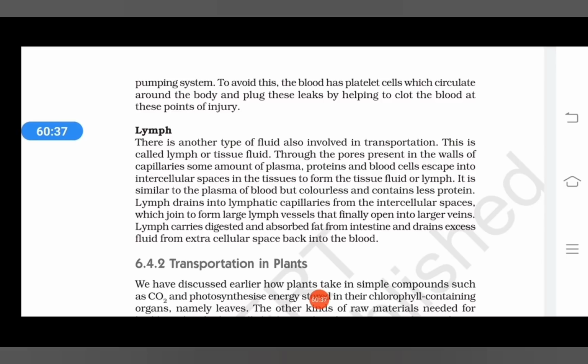So what is lymph? Lymph is formed from the fluid that escapes through the pores present in the walls of capillaries.